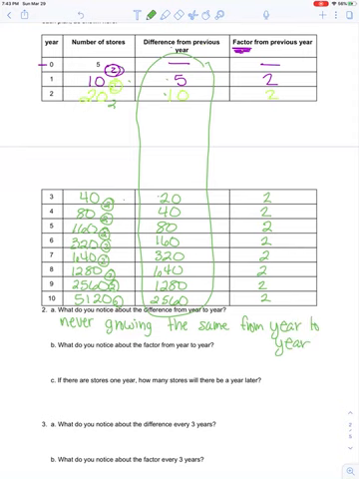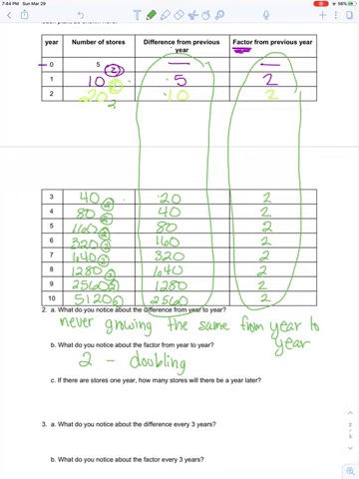Okay, so what do you notice about the factor? We added this in though. What do you notice about the factor every year? Well, the factor is 2 every time because what are we doing? We're doubling our stores each year.